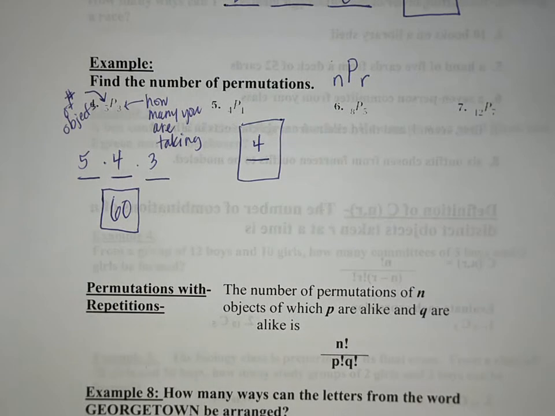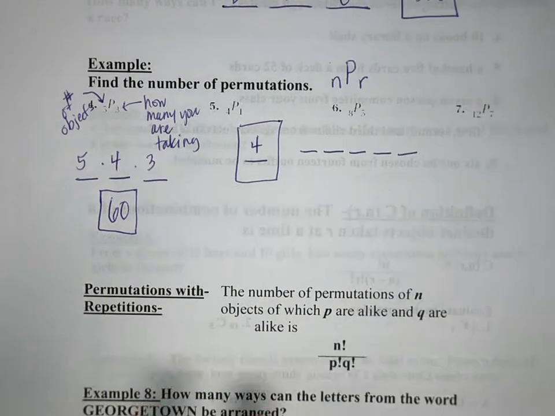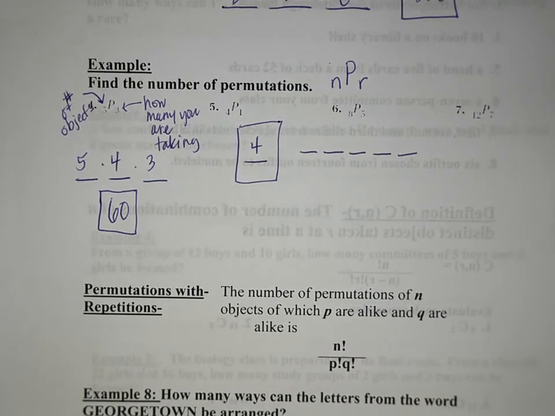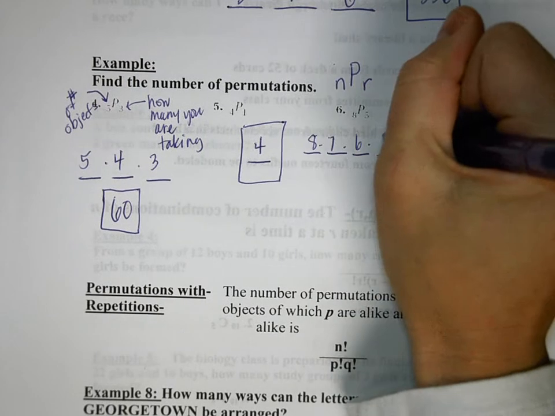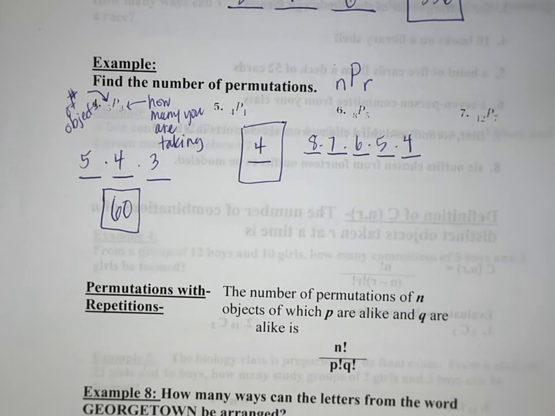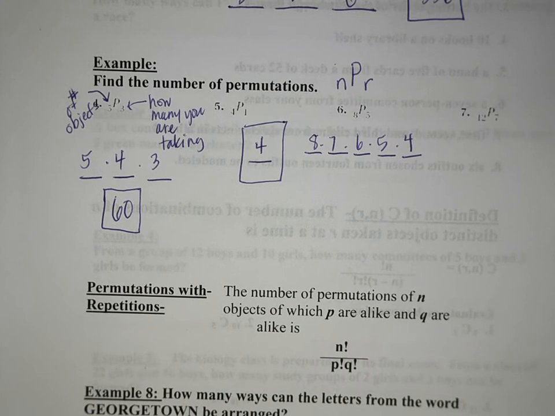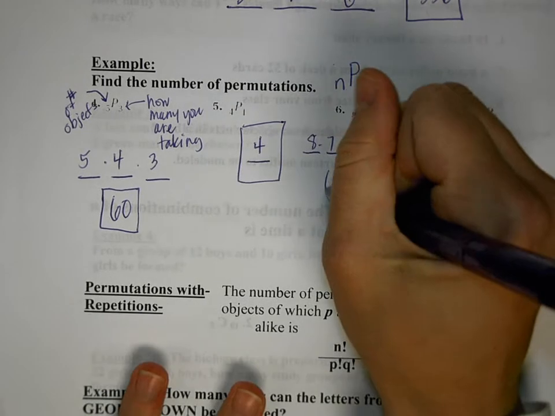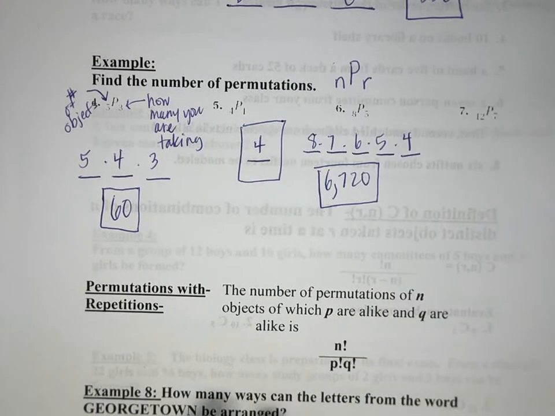How many blanks on number 6? 5. What's going to go in the first blank? 8. 7. Very good. What's my answer for number 6? That is correct. 6,720 is the correct answer.